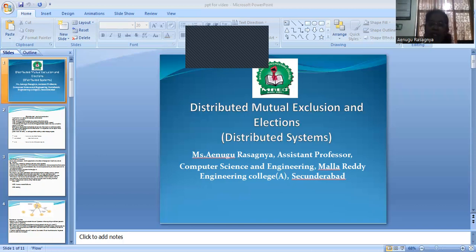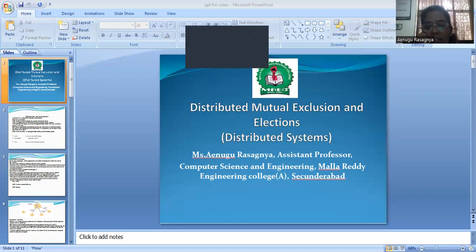So now we'll discuss the central server algorithm. You can see this diagram, where we have a server, and under the server we have 4 processes, where process P1 is sitting idle, process P2 is requesting a token, and process P3 is releasing the token, because it had entered the critical section, used it for a particular period of time, and wants to release the token so that the other processes can use it, right?